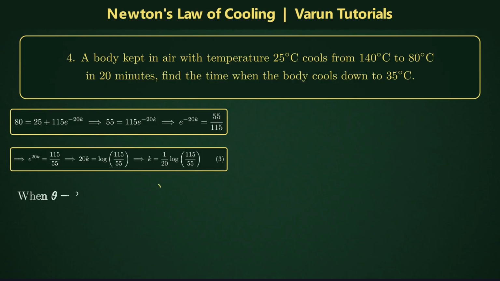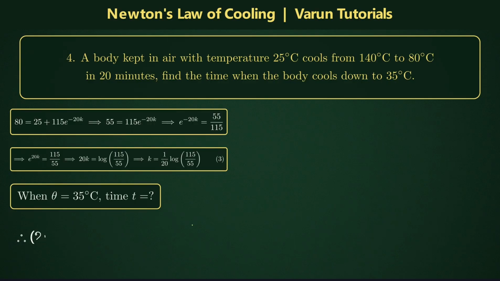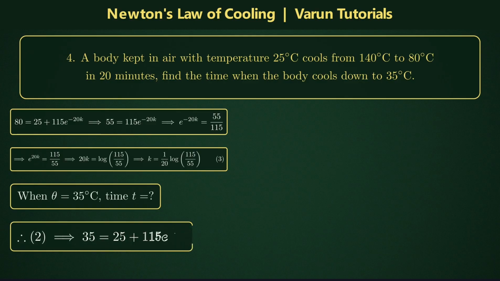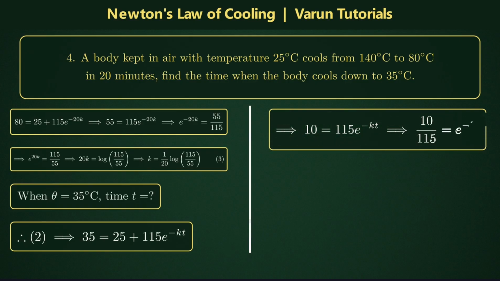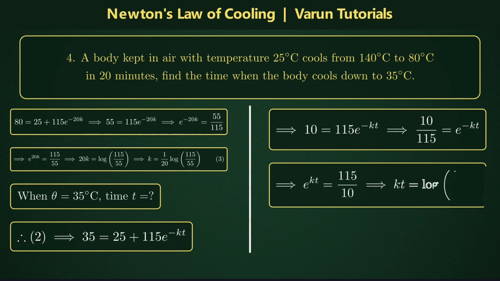Now, let's find the time t when the body cools down to 35 degrees Celsius. Substituting theta equals 35 into equation 2 gives 35 equals 25 plus 115 times e to the power of minus kt. Subtracting 25 from both sides, we get 10 equals 115 times e to the power of minus kt. Dividing by 115, we get e to the power of minus kt equals 10 over 115. Taking the reciprocal of both sides gives e to the power of kt equals 115 over 10. Taking the natural logarithm of both sides gives kt equals log of 115 over 10.